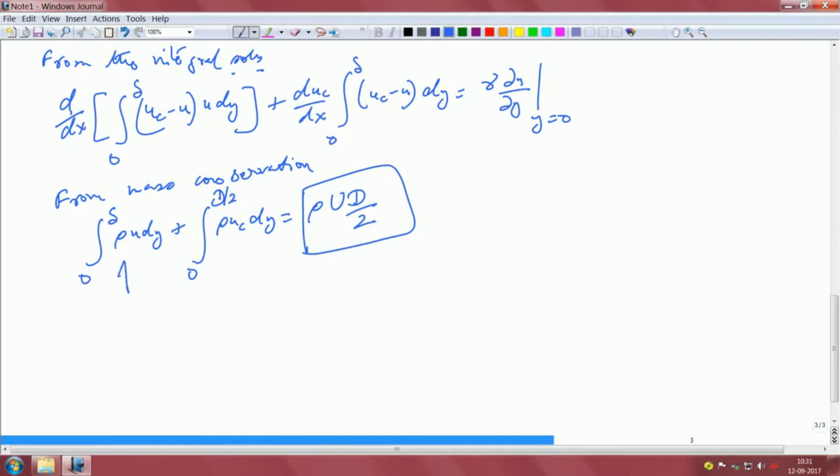Now, inside the boundary layer it will be rho u into dy. Just outside the boundary layer it is rho uc into dy. So, when these two terms are added, they should give you the final expression. This is the conservation of mass, and there is no ambiguity in this.